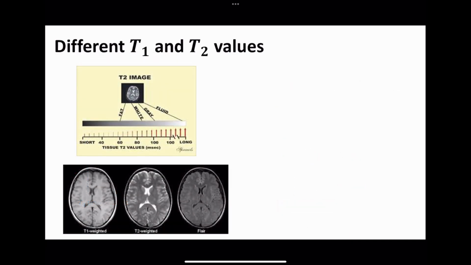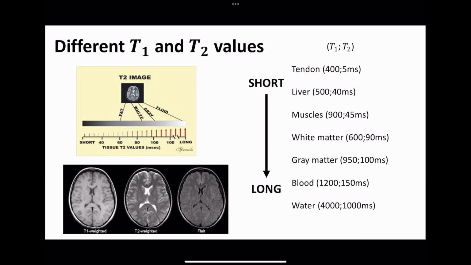Both T1 and T2 values are unique to each tissue type, which allows each tissue type to appear differently on the image. Here we take a deeper look into T2 values. Images can be generated based on T1 or T2 values. T1 weighted MRI enhances the signal of fatty tissue and suppresses the signal of water. This is seen on the far left in the bottom picture.